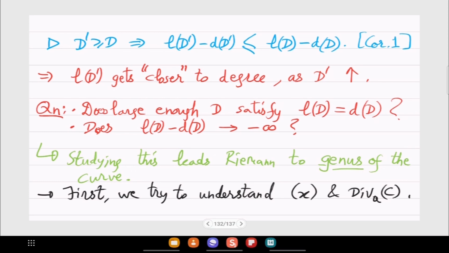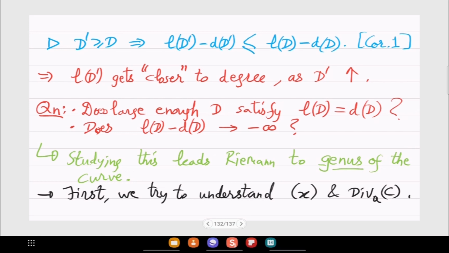Yeah, I mean, you can also ask the same question for positive. Can it become arbitrarily large? So these are the two questions. Can it become arbitrarily large, and can it become arbitrarily small? Okay, we'll focus on the small question first, because Riemann studied it and completely solved it.